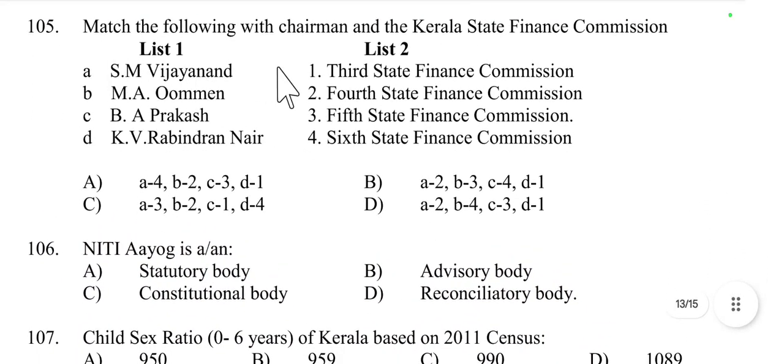Then this is also a list 1, list 2 question. SM Vijayanand, MA Oommen, BA Prakash, KV Ravindra Nair. Third State Finance Commission, 4th, 5th, 6th Finance Commission. These are the chairmen of the Kerala State Finance Commission. First one, SM Vijayanand, is related with the 6th State Finance Commission. MA Oommen, 4th; BA Prakash, 5th State Finance Commission; and KV Ravindra Nair, 3rd. So A1, B2, C3, D1. Option A is right here.